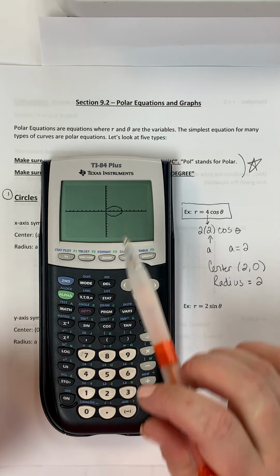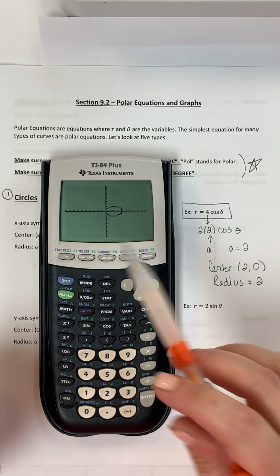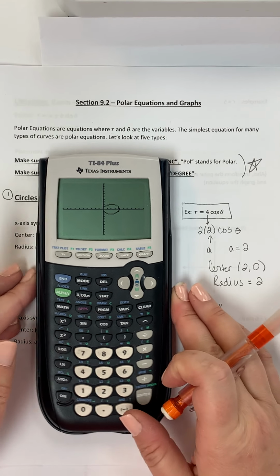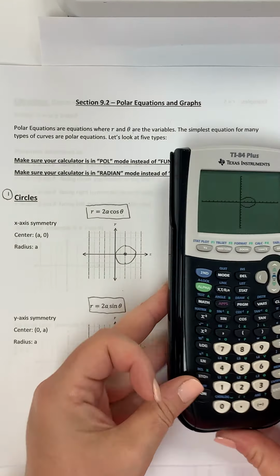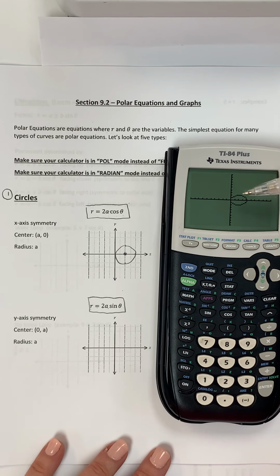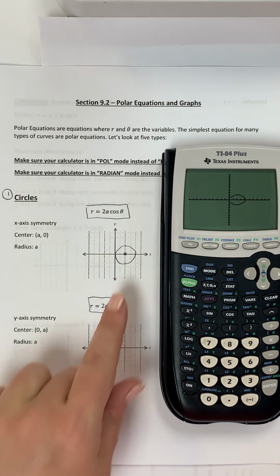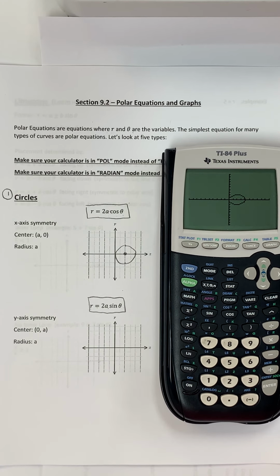And look at that. Now, this looks a little bit more like an oval or a football simply because of the way the calculator screen is. But it's supposed to be a circle. And if you notice, there's our center. It does have the x-axis symmetry, and it resembles exactly what we thought it would as far as the placement goes with the radius and the center. So that is how you graph a polar equation.